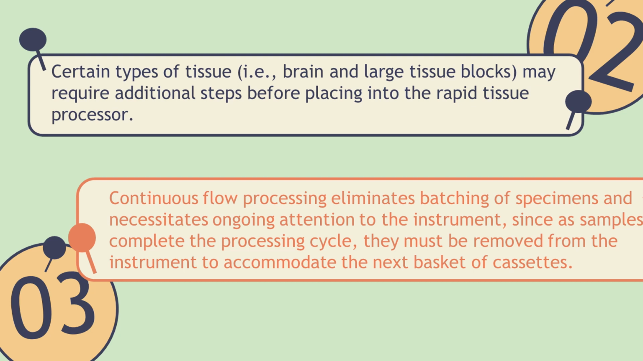Number 3, continuous flow processing eliminates batching of specimens and necessitates ongoing attention to the instrument. Because diba, as samples complete the processing cycle, they must be removed from the instrument to accommodate the next basket of cassettes. So there is a need for constant attention to the instrument for you to get the cassette and then put another cassette in.